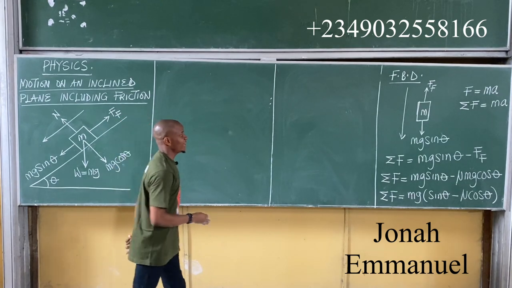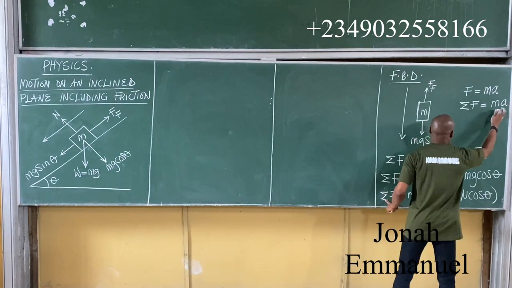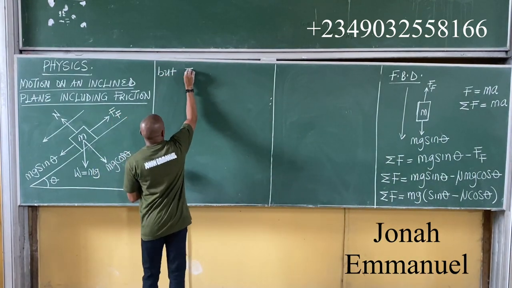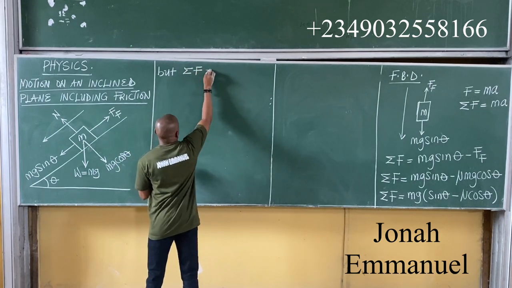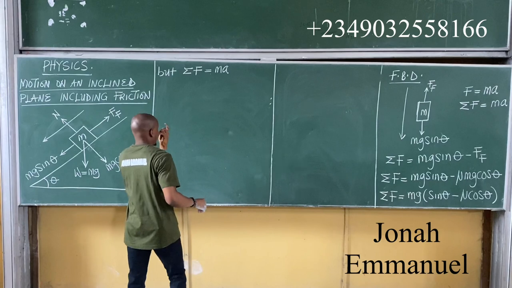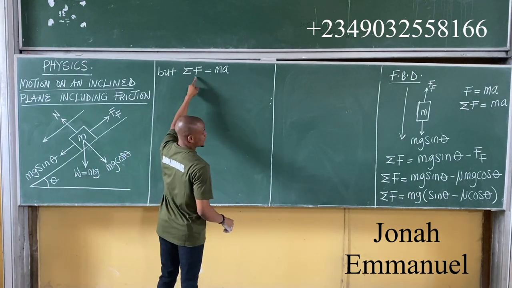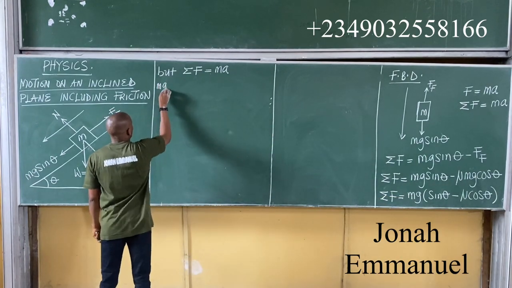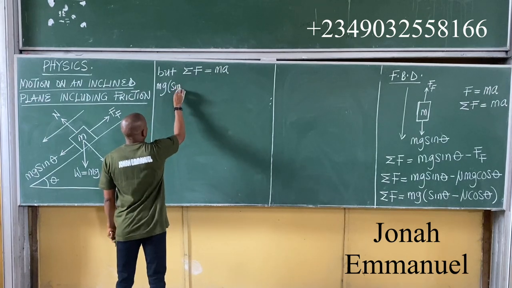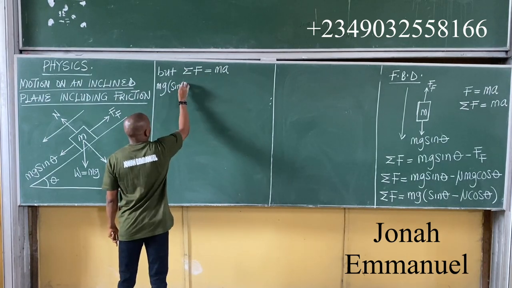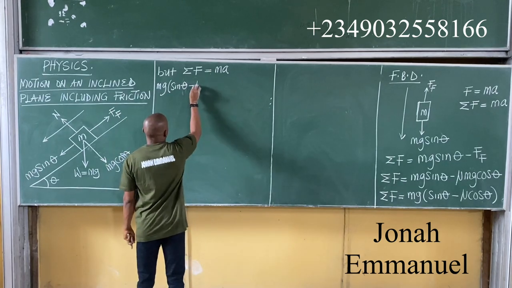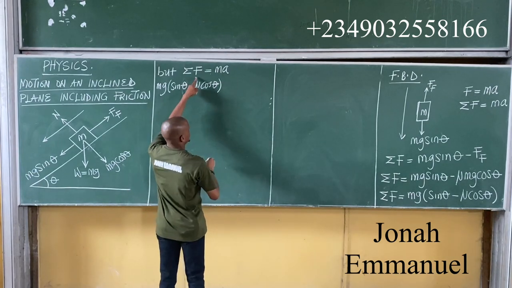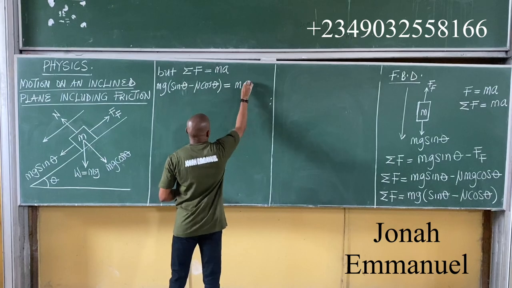Alright, so what do we solve now? Well, we said sum of forces is equal to mass times acceleration. In this case, the sum of forces is what we have here as mg into sine theta minus mu cos theta. So this sum of forces is equal to ma.